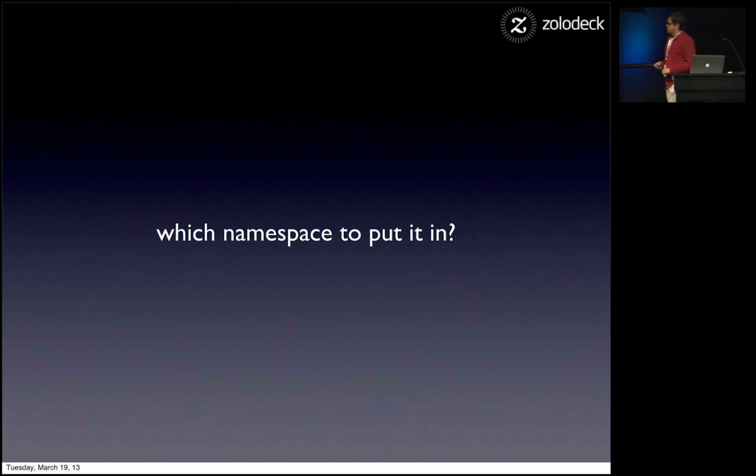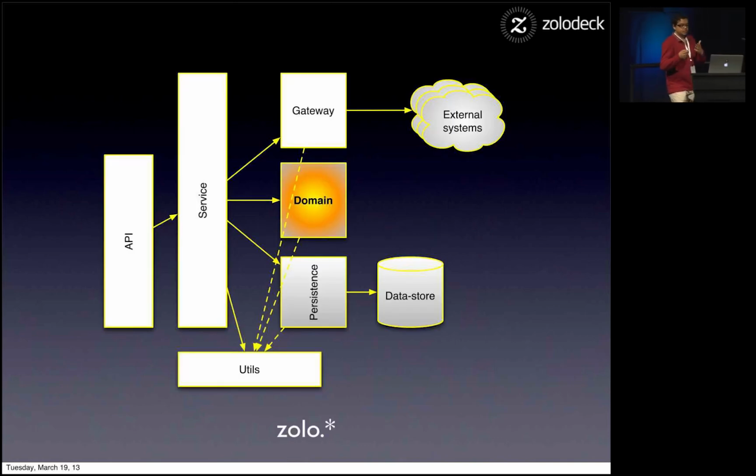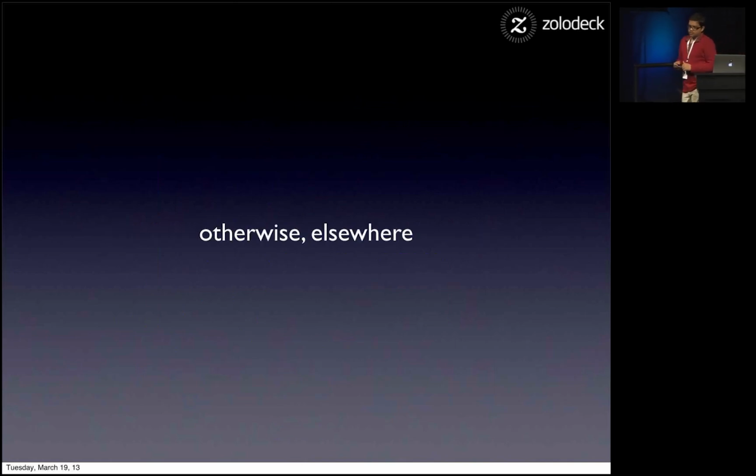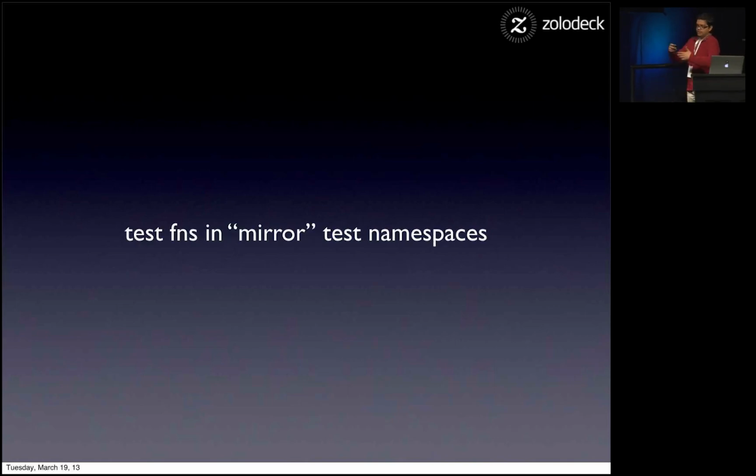Nothing surprising there, right? So some other stuff like where do you put things? Now this is where we say, okay, does this belong to the domain, or does it belong to service, or does it belong elsewhere? So in the end, a good guiding principle there is if business folks care about what you're talking about, then put it in the domain. Otherwise, it probably goes elsewhere, right? And while we're at it, a whole bunch of test namespaces also live that mirror the structure. So all your tests can go in there.